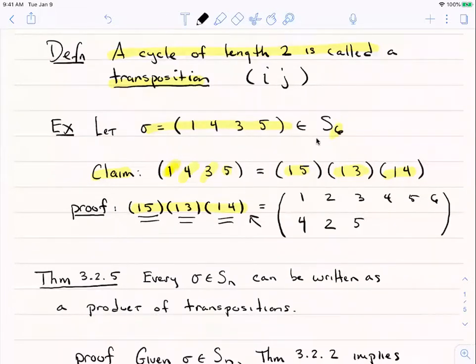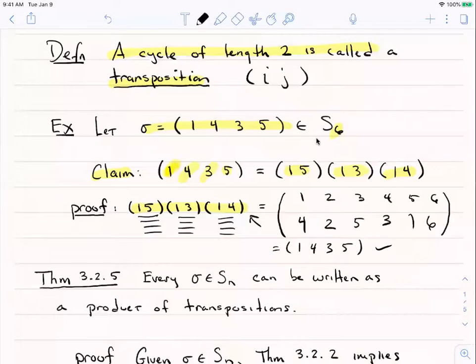Maybe you can pause and fill in the rest. What happens to 4? Well, it goes to 1, which goes to 3, which is fixed. So 4 goes to 3. 5 is fixed by the second. The third one sends it to 1, so 5 goes to 1. 6 is fixed everywhere. And if you take a look at that thing, if we write it in its cycle decomposition, we'd write 1 goes to 4, which goes to 3, which goes to 5, which goes back to 1. 2 and 6 are fixed. Sure enough, that recovered sigma.